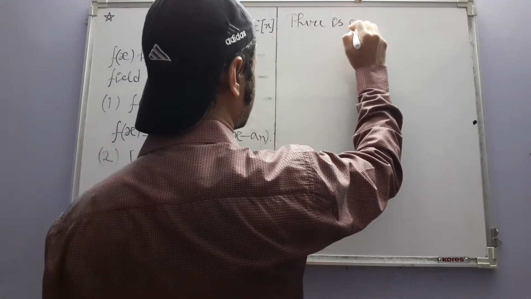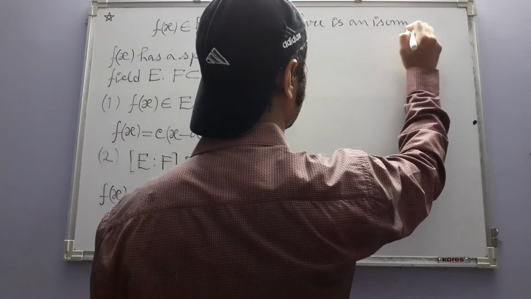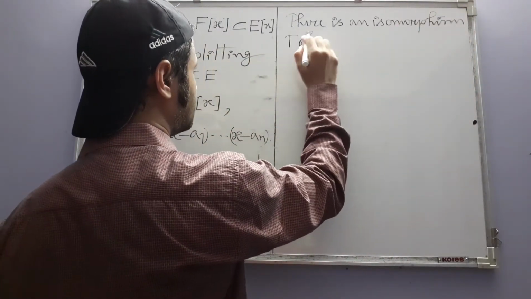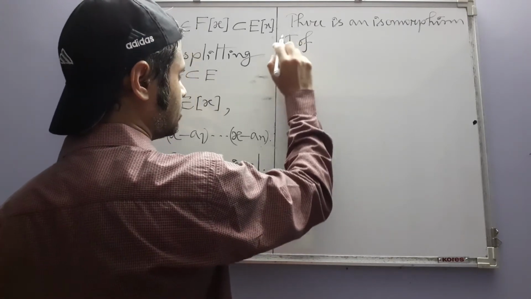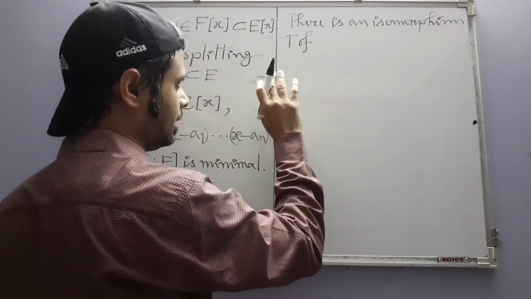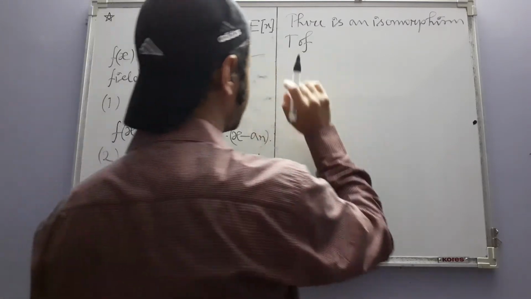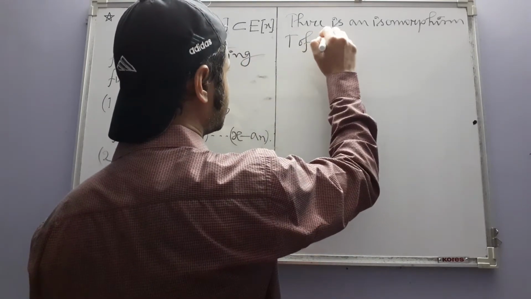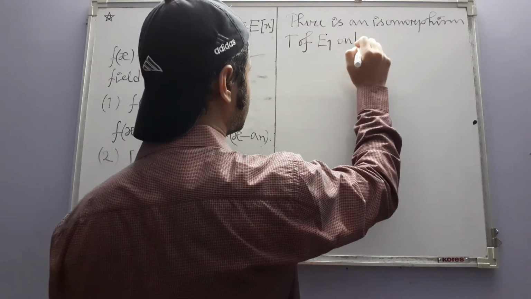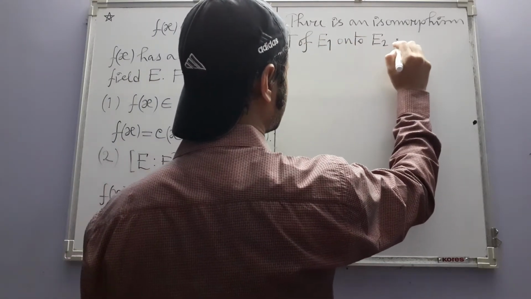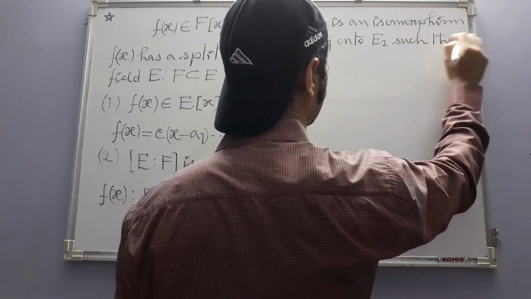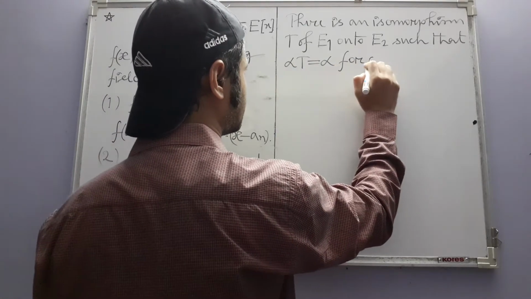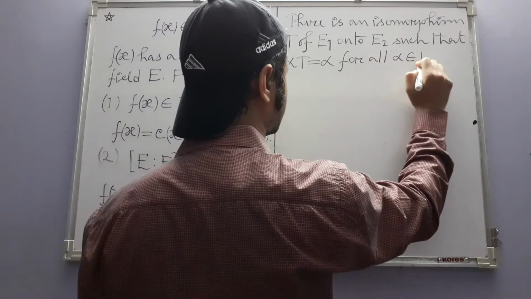There is an isomorphism T of, I cannot remember what we called this one, or even if we called it anything, but here let's just call it T. There is an isomorphism T of E1 onto E2 such that αT = α for all α belonging to F.